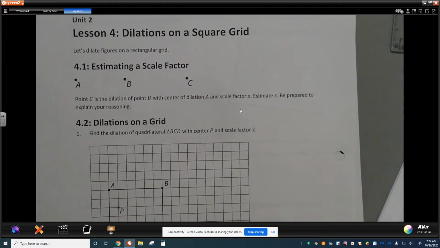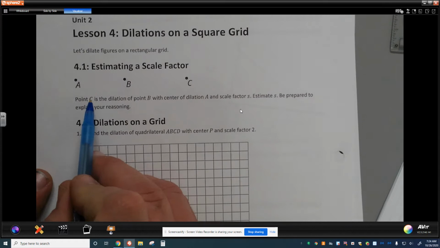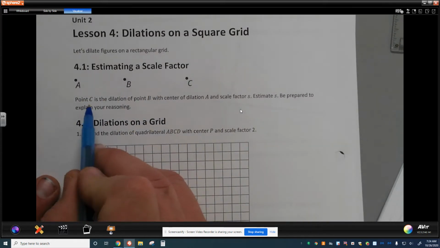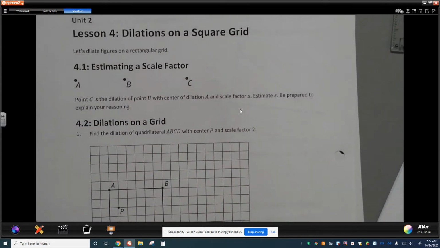So first off, the thing we're going to start with here is point C. We're going to estimate a scale factor. Point C is a dilation of point B with center A and scale factor S. We say scale factor S because we don't know what it is, and we're supposed to estimate what that value would be. There's a lot of ways we can do this. We can use the age-old eyeball test to look and see what that looks like, and try and decide.